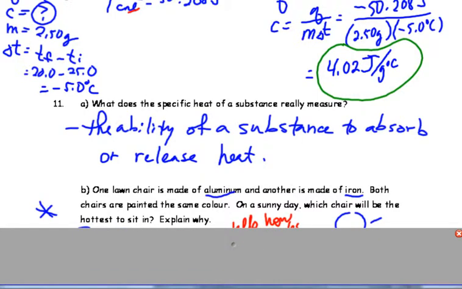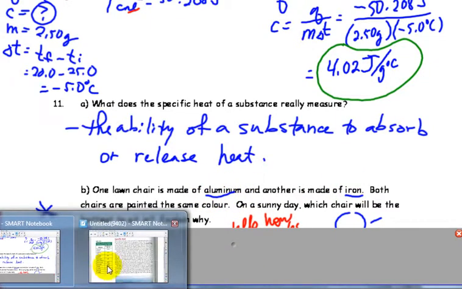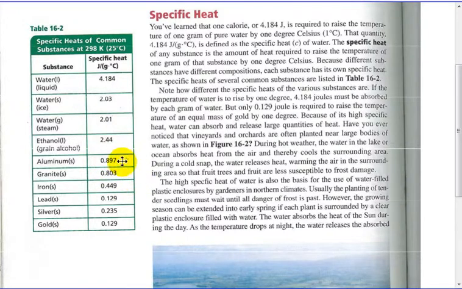And that kind of leads us to this next question here, which is interesting. One lawn chair is made of aluminum, another lawn chair is made of iron. Both chairs are painted the same color. On a sunny day, which of those chairs would be hotter to sit in and why? So aluminum and iron, if we look up the specific heats of those, aluminum has a specific heat of 0.897 joules per gram degree C. Iron has 0.449 joules per gram degree C. So its value is less. It's about half as big.